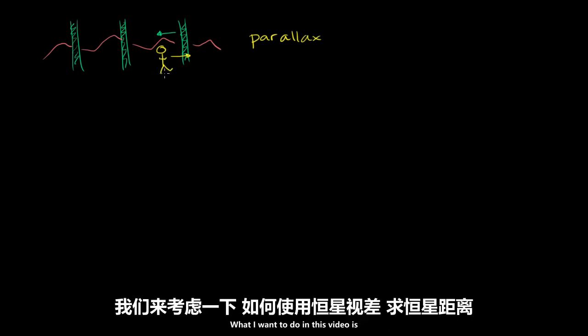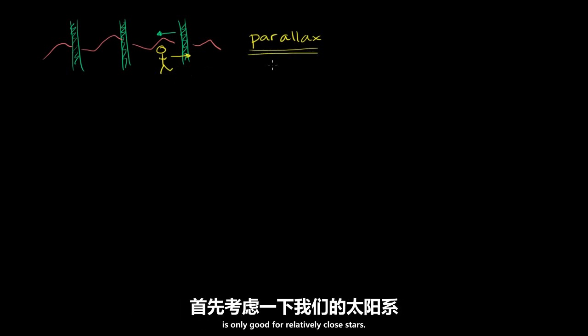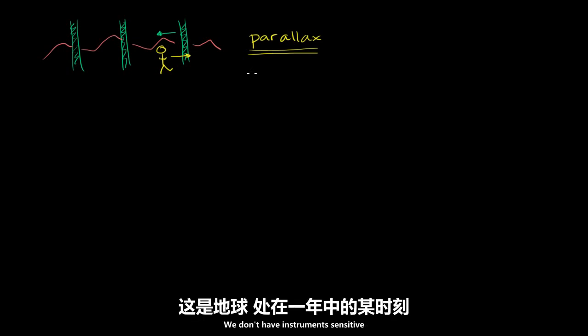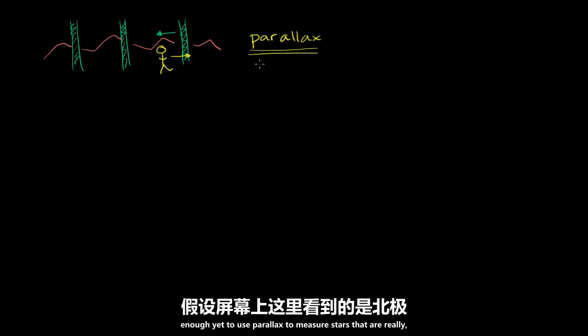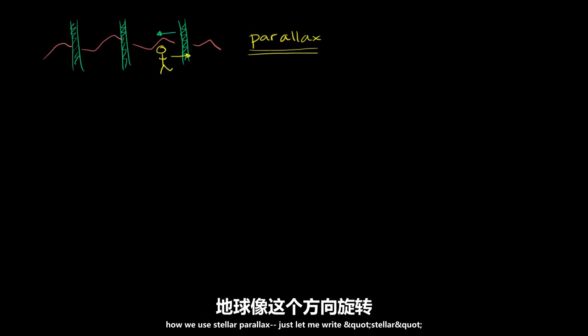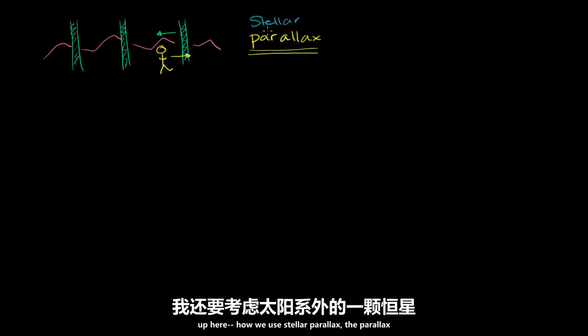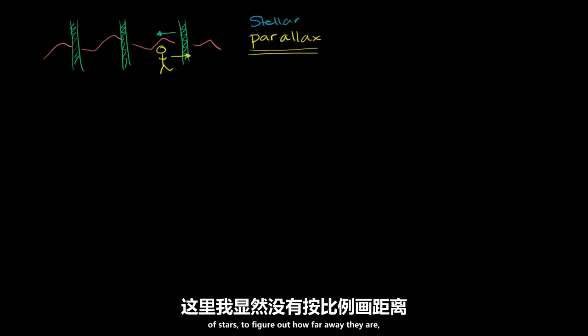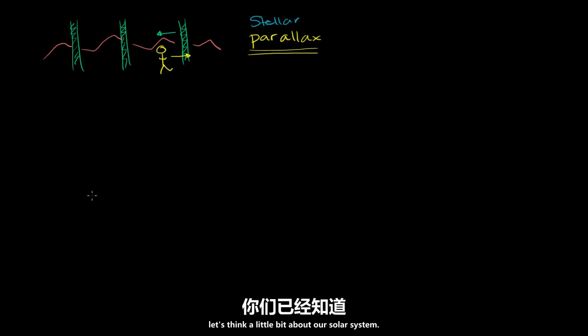What I want to do in this video is think about how we can use parallax to figure out how far certain stars are. And I want to emphasize that this method is only good for relatively close stars. We don't have instruments sensitive enough yet to use parallax to measure stars that are really, really far away. To think about how we use stellar parallax, the parallax of stars, to figure out how far away they are, let's think a little bit about our solar system.